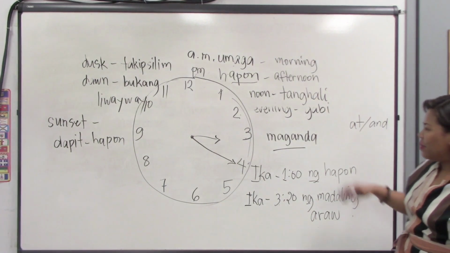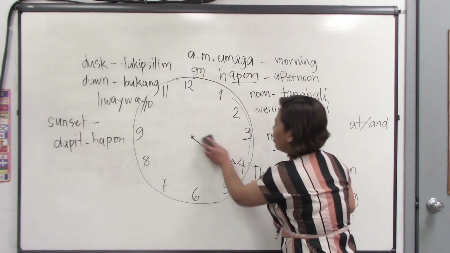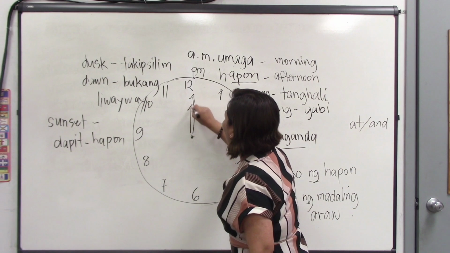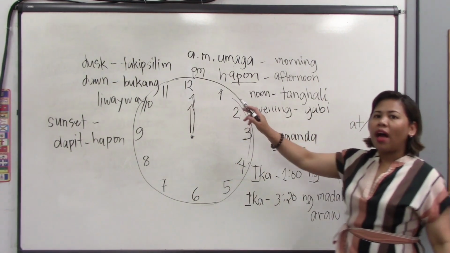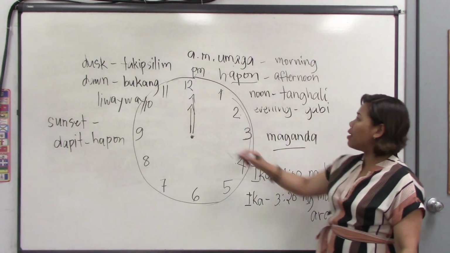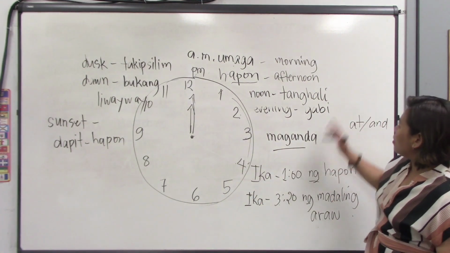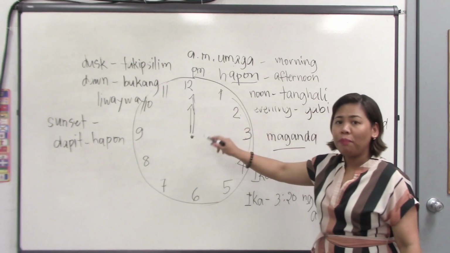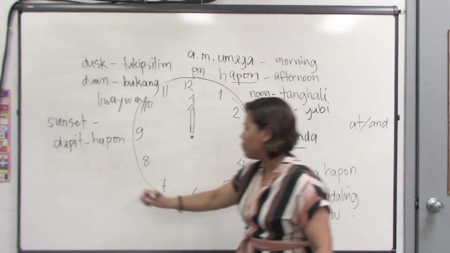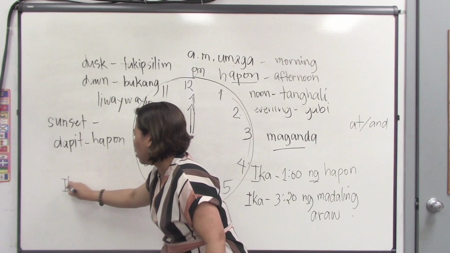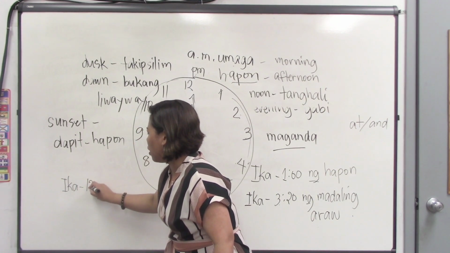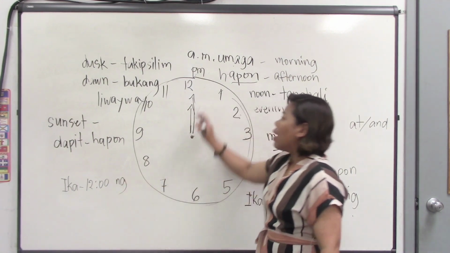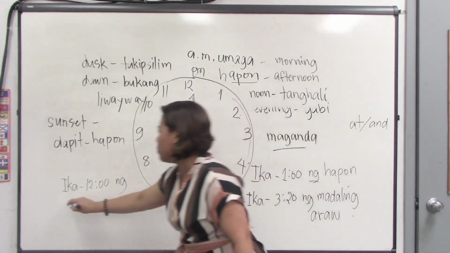Okay? So, how about that one? 12 midnight. How would you say 12 midnight? What is midnight? Did I tell you already? Oh, not yet. Okay, when it is 12 midnight, then you say ika labing dalawa ng midnight is hating gabi.